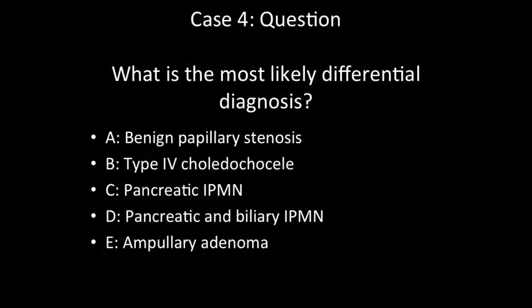The question is, what is the most likely differential diagnosis? A. Benign papillary stenosis, B. Type 4 choledochocele, C. Pancreatic IPMN, D. Pancreatic and biliary IPMN, or E. Ampullary adenoma.